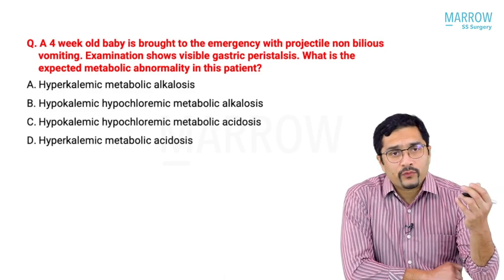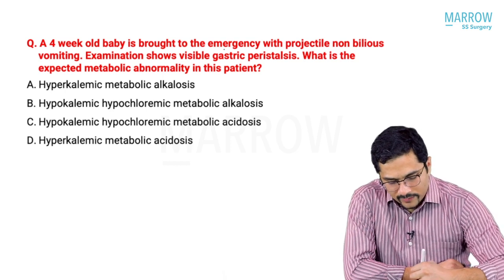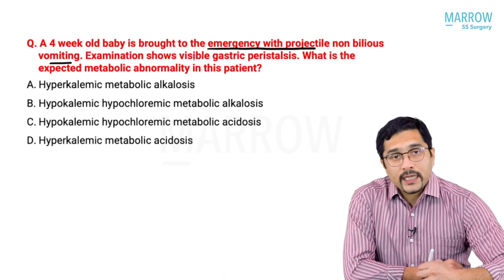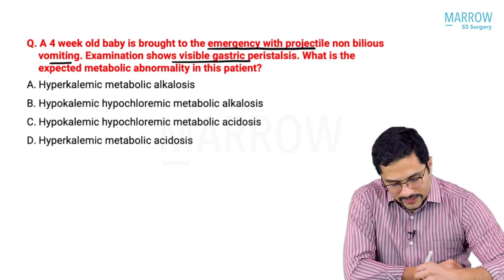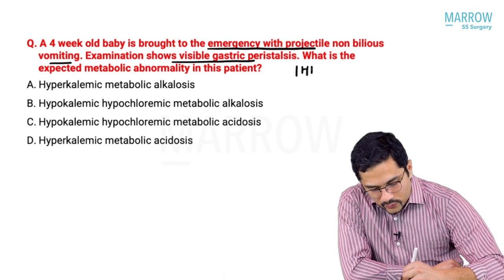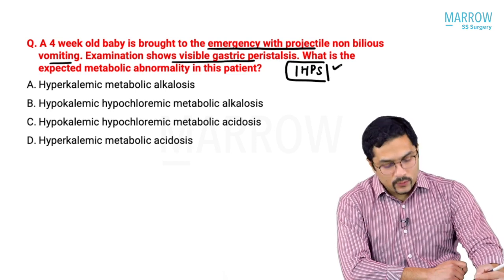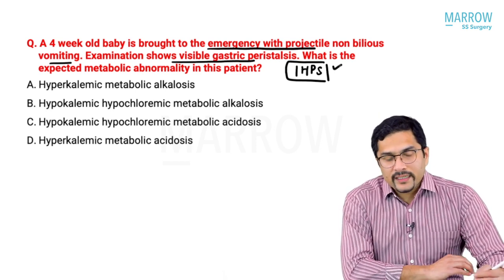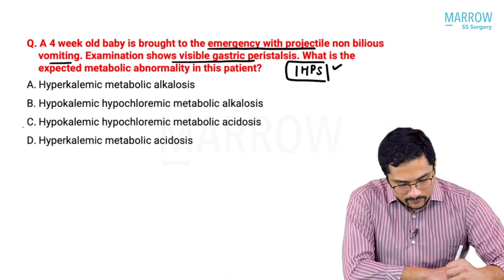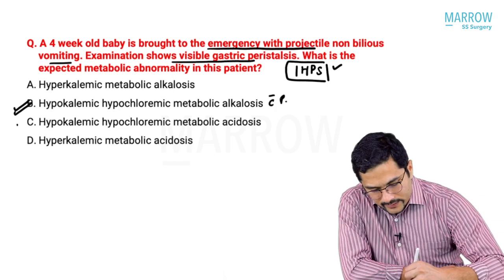The first question, I think, is a hot topic both in PG and in SS. This was about hypertrophic pyloric stenosis. There is a 4-week-old baby who is brought to the emergency with projectile non-bilious vomiting. Examination shows visible gastric peristalsis. So, we know the diagnosis is idiopathic hypertrophic pyloric stenosis, right? And the expected metabolic abnormality is hypokalemic, hypochloremic metabolic alkalosis with paradoxical aciduria.